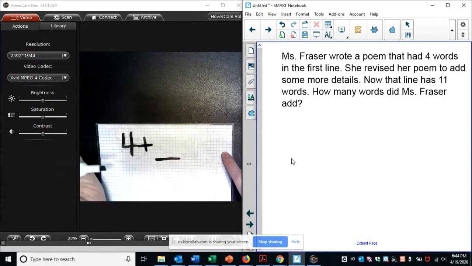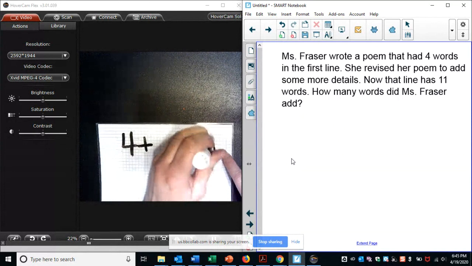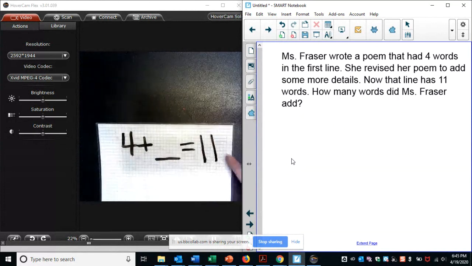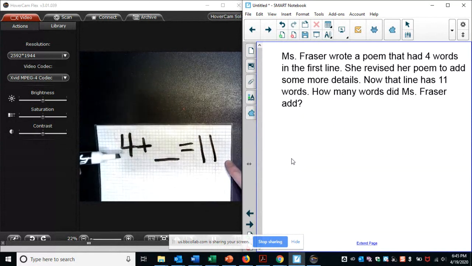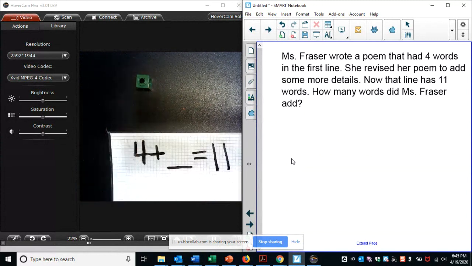Now that line has 11 words. So now we know it's equal to 11. So this is telling me we have to start at 4 words and count on, add more until we get to 11 to find out how many words Miss Fraser added to her story. So let's start with 4. So 1, 2, 3, 4.